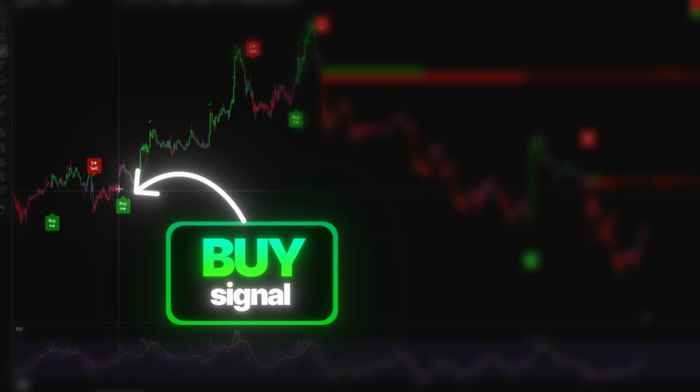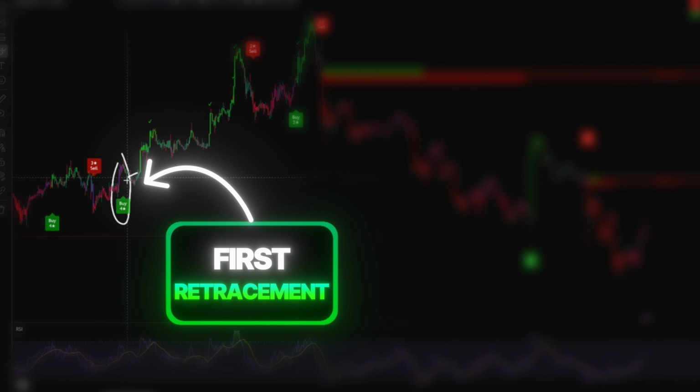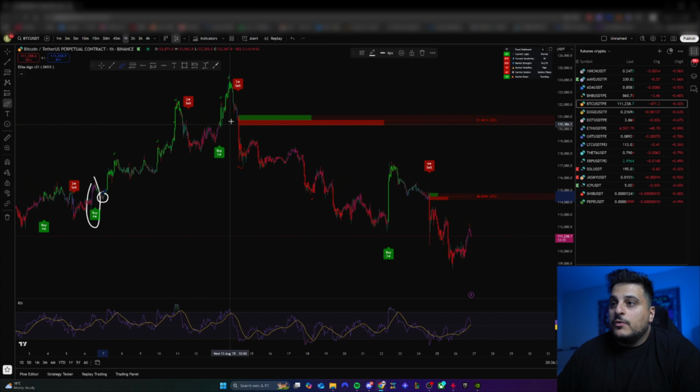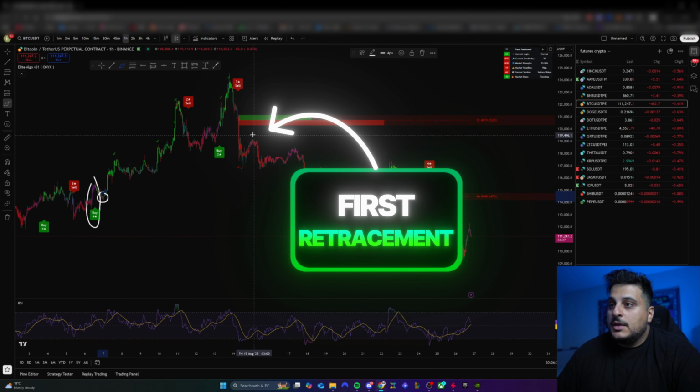Over here, we can see we got a buy signal right there. And then we got a retracement right over here, okay? This is the first retracement. So for example, over here, we have no retracement. Over here, we have a retracement. Over here, our first retracement is right there.